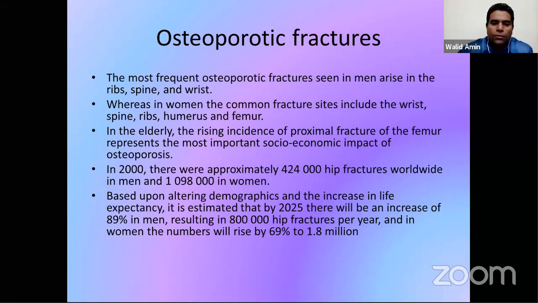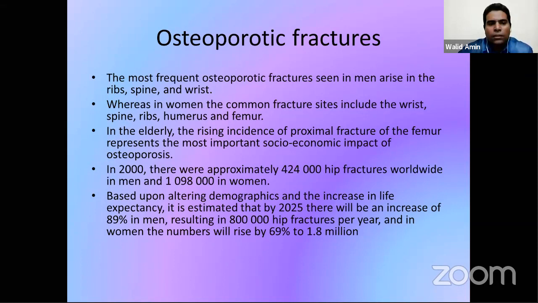And in 2000, there were approximately 24,000 hip fractures worldwide in men, and more than 1 million in women. This is based on the demographic and the increase in life expectancy. It is estimated that by 2025 there will be an increase of 89% in men, resulting in 800,000 hip fractures per year in men, and in women the number will rise by 69% to be 1.8 million.